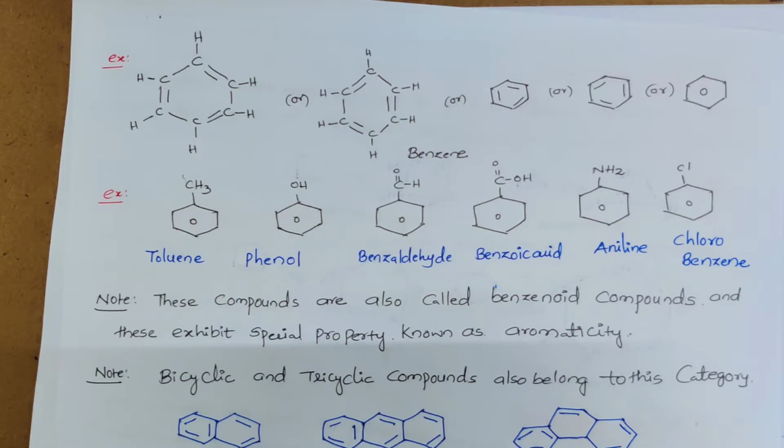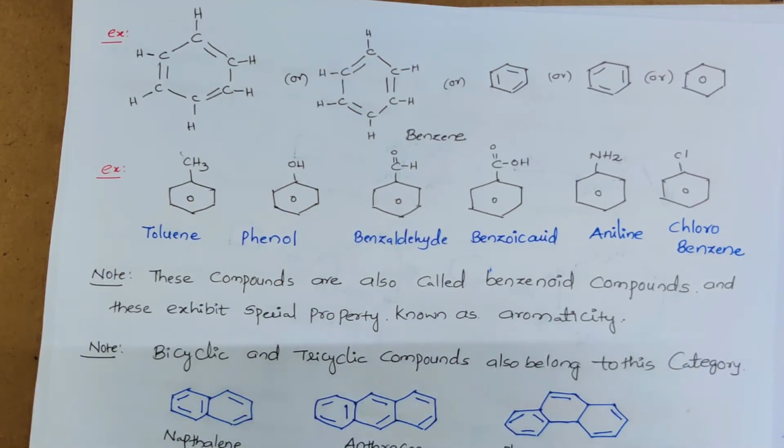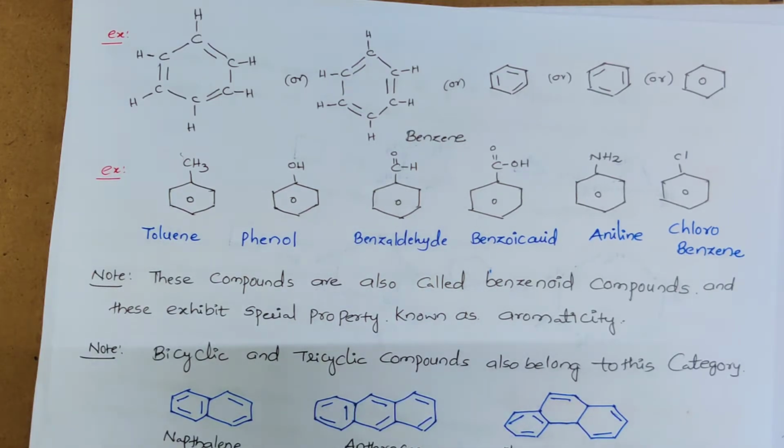So these benzenoids may also consist more than one benzene ring. They are called bicyclic, that is naphthalene, tricyclic, anthracene and phenanthracene. 3 benzene rings are present here. All these compounds are possessing the aromatic character. That's why these are called aromatic compounds. And these compounds consist at least one benzene ring in their molecule. This is about the benzenoids.